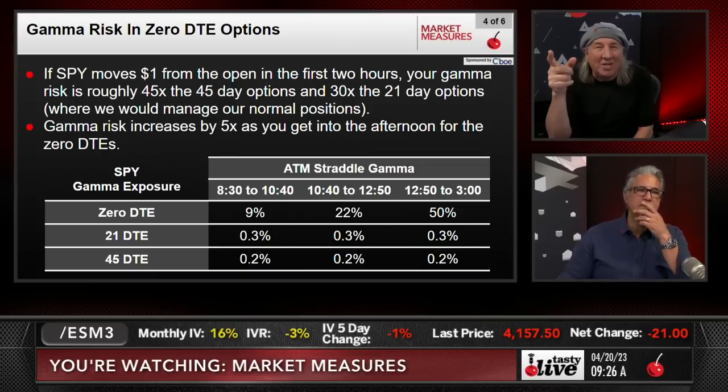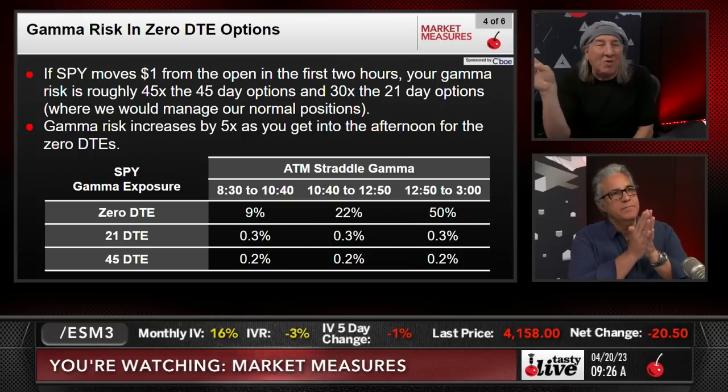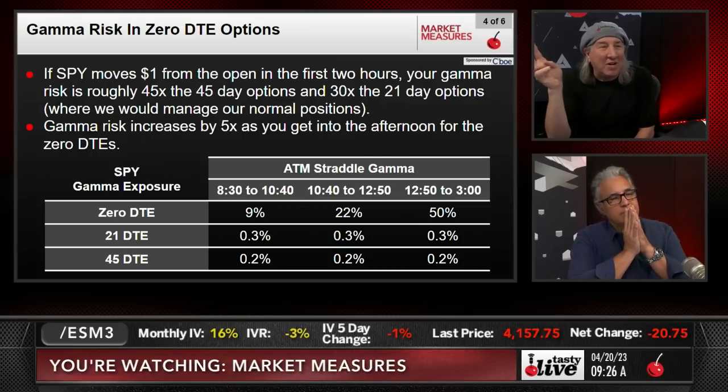In the second hour, it's about 22%. In the third hour, it's 50%. So for the first 2 hours a day to the last 2 hours of the day, it's 5 times greater in the last 2 hours.